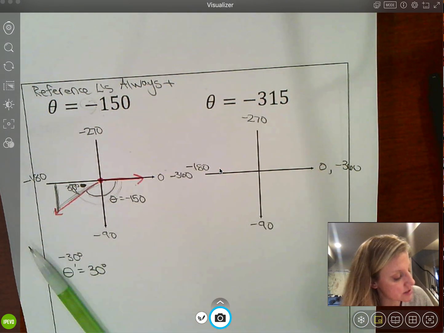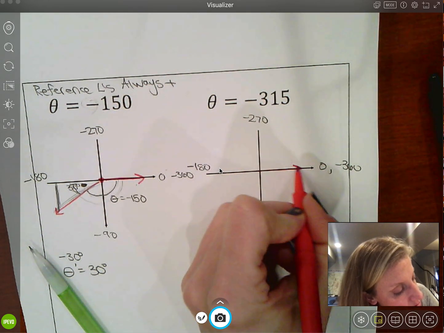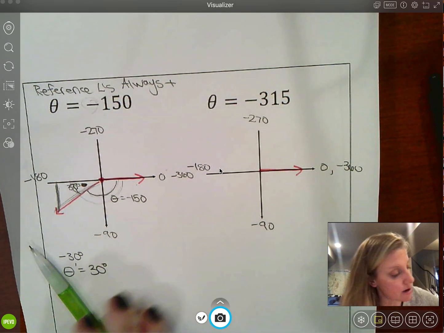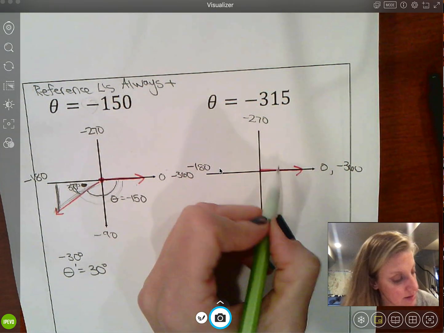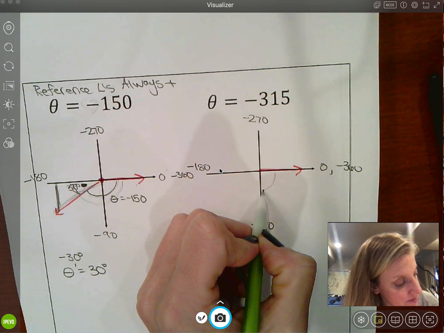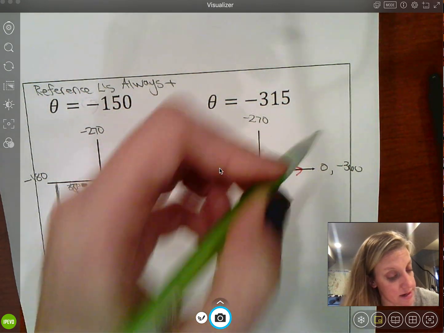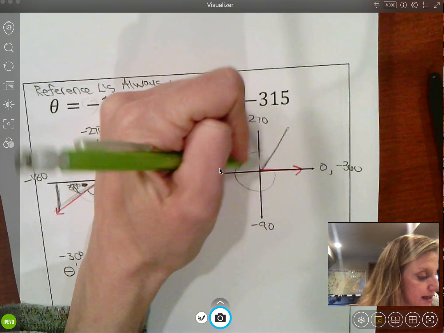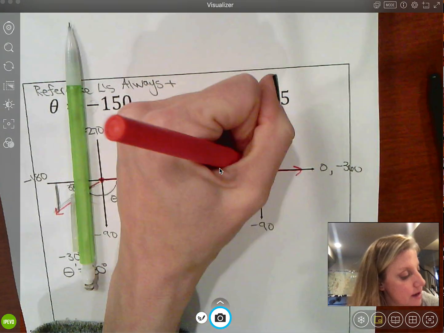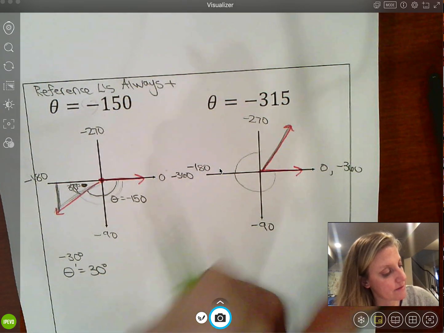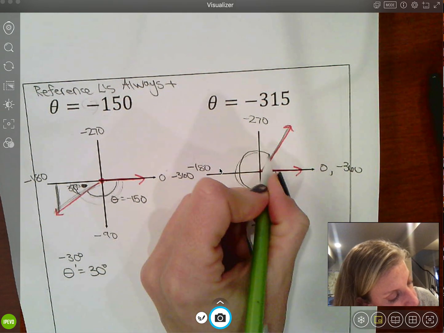All right, if we start with our initial side on that positive x-axis, we're going to go the negative direction around. Let's see. If we go this far, it's negative 90, negative 180, negative 270. I don't want to go all the way to negative 360, so I'll just make a guess. It's somewhere in quadrant 1 for that terminal side. I've gone 315 degrees around.